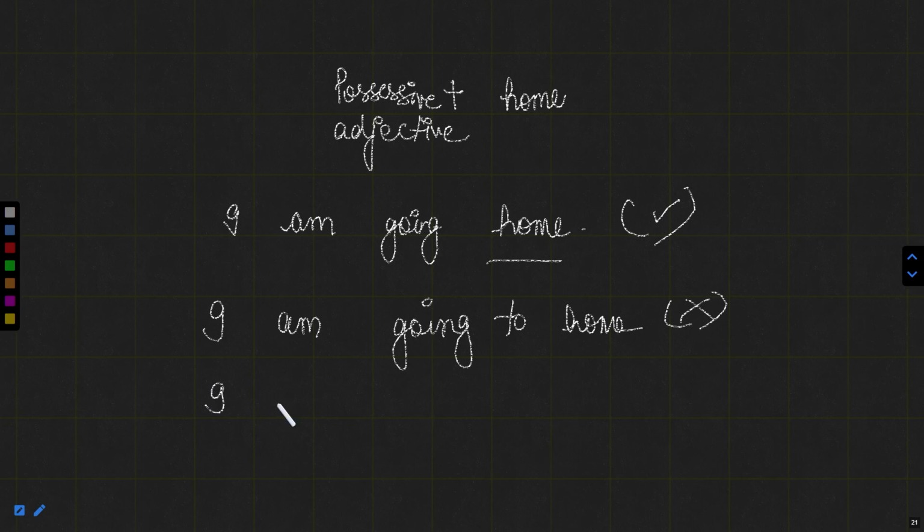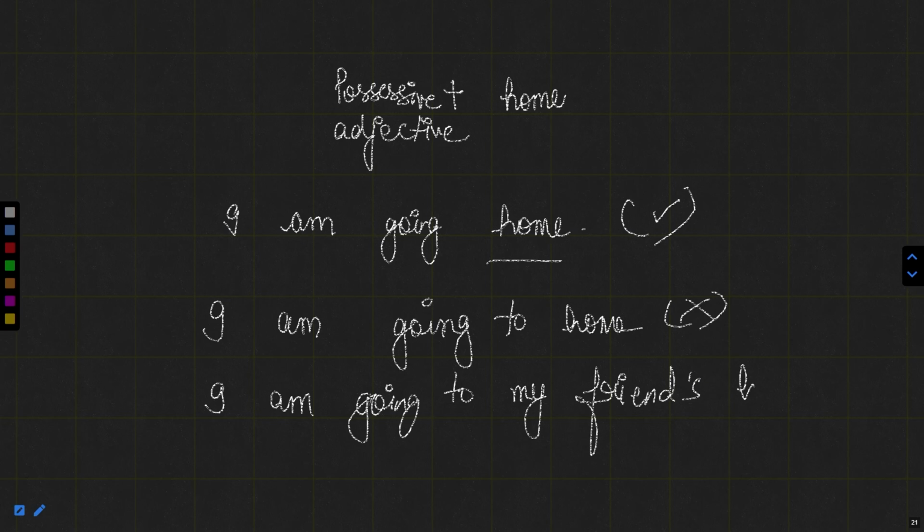Now, if I say I am going to my friend's home or to my home, to his home, to her home, then the sentence is absolutely correct. So if I write the word directly home, I cannot use to. But if I say to my home, to his home, to her home, or any possessive adjective before the word home, I can use preposition to over there. So this is it. Then we have to use the preposition.